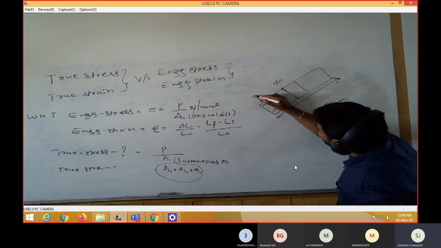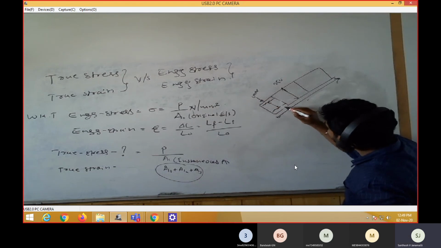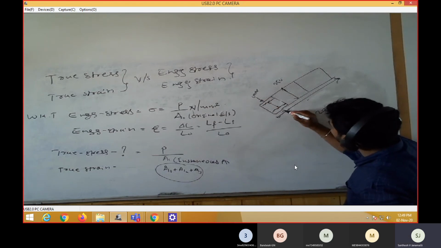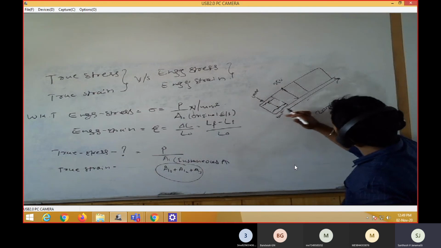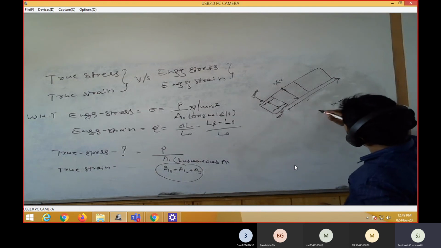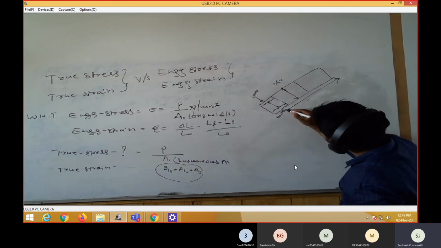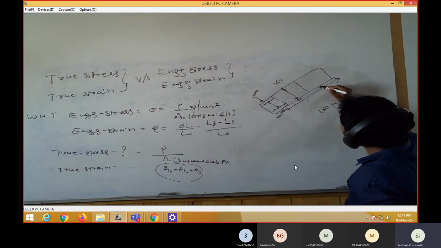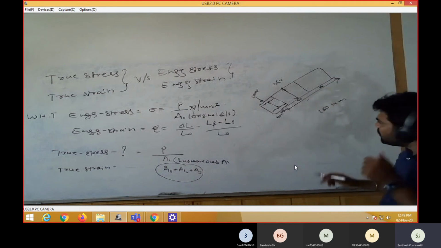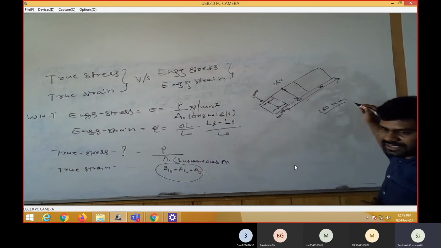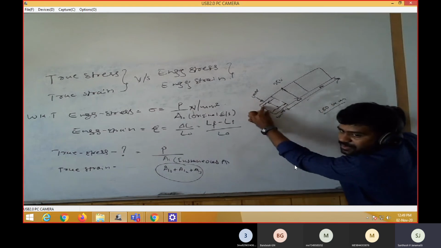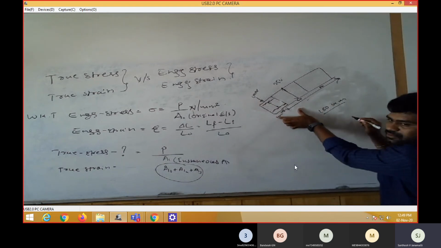Due to this 100 kilonewton, the initial length of this portion is 50 mm, so in total 150 mm we can take. This is 50, this is 50 and this is 50 initially. So the total length is 150. Now I am applying a load, the area will be reduced, and definitely the length will be increased.